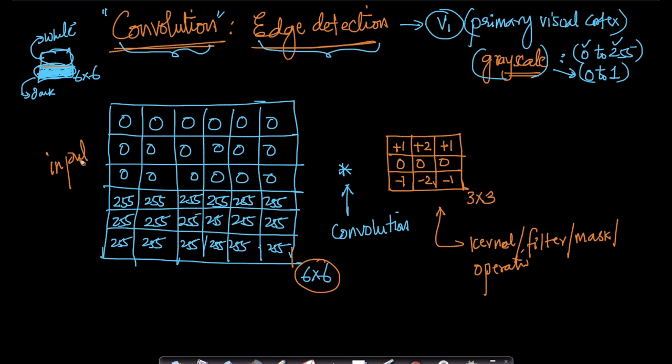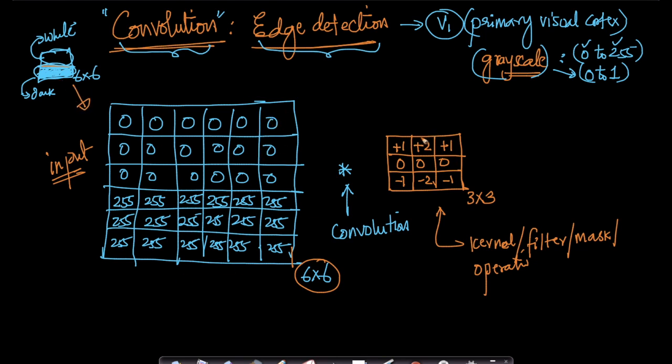What is the task of edge detection? You're given an input image and you want to detect edges. And we detect edges by convolving, or by applying a convolution operator, on the input matrix, because an image is nothing but a matrix. You can think of an image as nothing but a matrix of pixels.